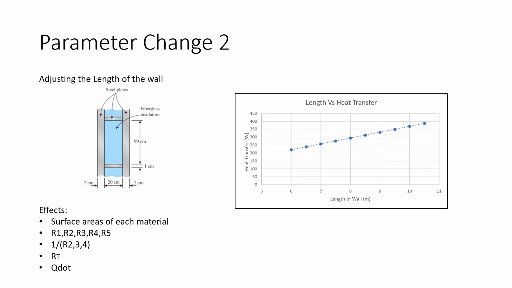For the next parameter change, I adjusted the length of the wall, and that one is this parameter right here. It was 6 meters. When we did that, it would change every single one of the resistance values, which would then change the parallel resistance and our total resistance, which will then change our Q dot. And I found that as you increase the length of the wall, the heat transfer also increases.